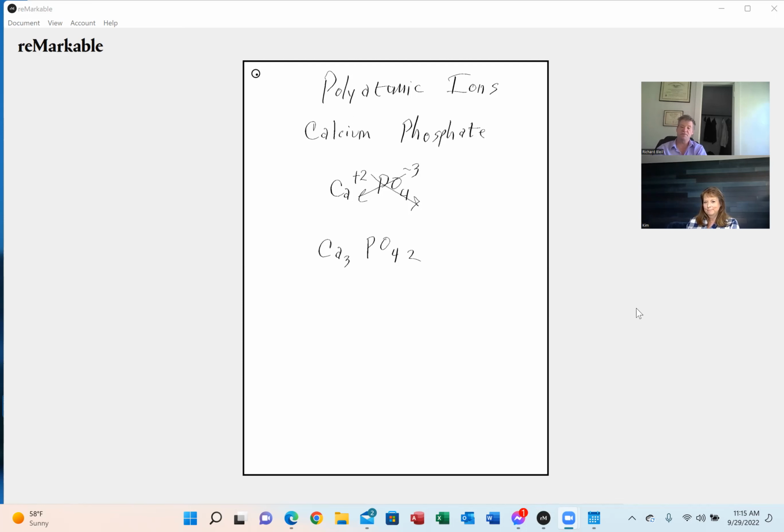Does that look right to you? No. Why? What does that kind of imply? Doesn't that kind of imply that we have 42 oxygens? Yeah, that looks really wrong. We don't have 42 oxygens, but we have 2 whats? We have 2 phosphate groups.